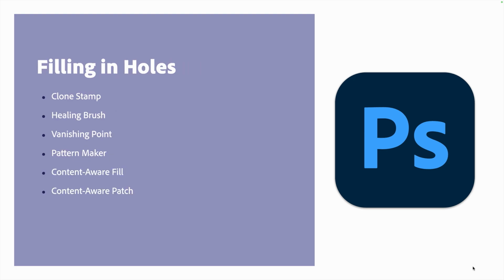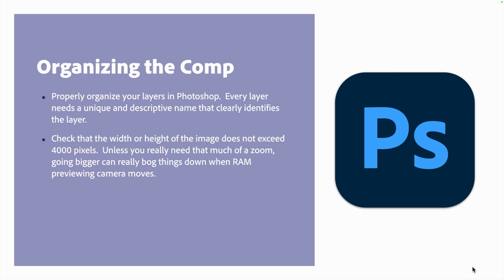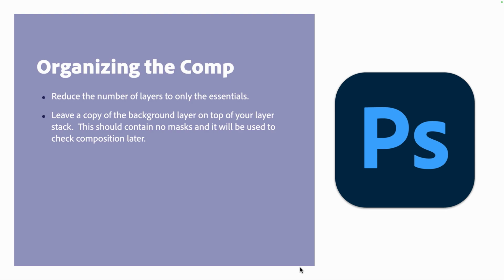Then, once you have holes, you can take advantage of things like the clone stamp, the healing brush, vanishing point. There's the pattern maker to make repeating patterns for things like brick or grass, content-aware fill or patch, or even the new generative AI. And then get everything properly labeled. Make sure each layer has a clear and descriptive name that identifies it. And if you've got lots of layers and you don't need them separated, consider using things like smart objects to merge them together non-destructively. Once it's all set, you can reduce the number of layers to just the essential ones. And as far as resolution goes, remember, 4,000 pixels is usually enough for standard HD or web, but you're going to need more than that if you're going to be going to 4K.